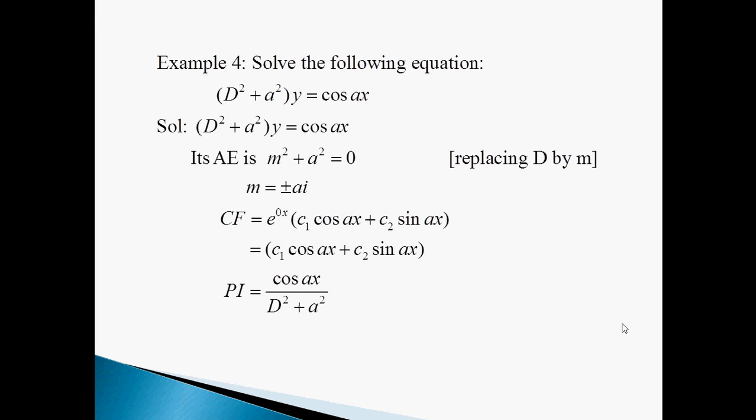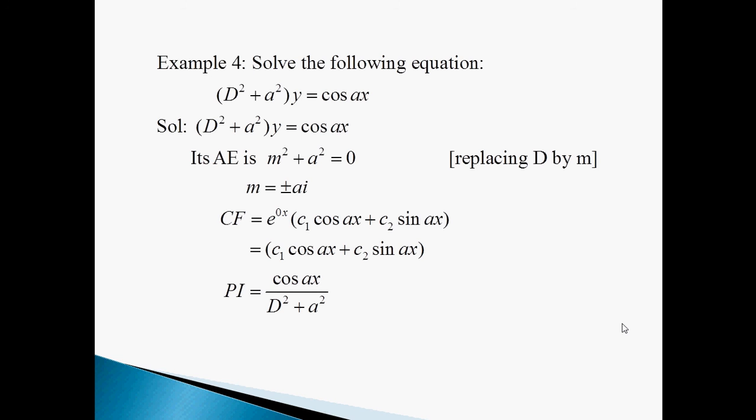Another example: (D square plus a square) y equal to cos ax. Its auxiliary equation is m square plus a square equal to 0, replacing D by m. Now find its roots, and its roots are complex, m equal to plus minus ai. So we apply the formula for complex roots, e to the power 0x (c1 cos ax plus c2 sin ax), and the value of e to the power 0x is 1. So the complementary function is c1 cos ax plus c2 sin ax.